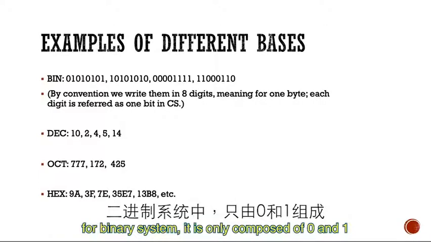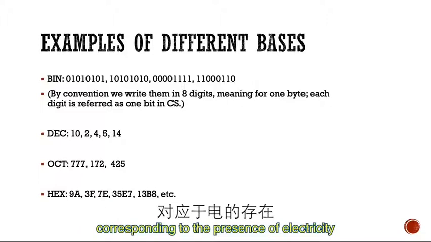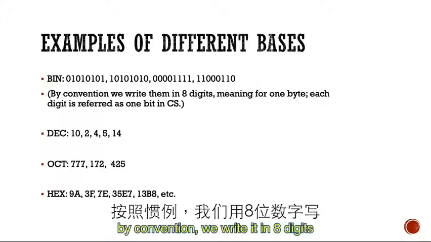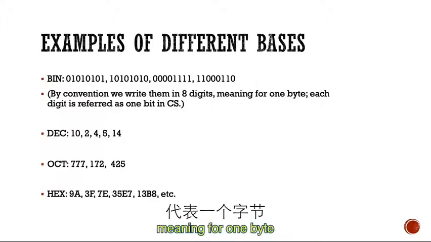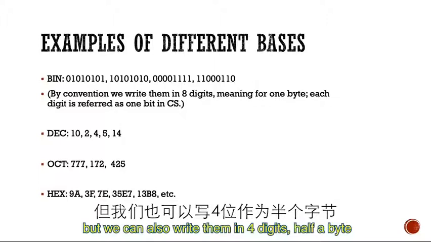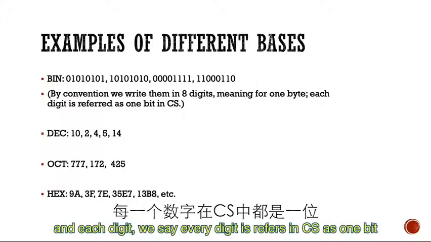The binary system is only composed of 0 and 1, corresponding to the presence of electricity. By convention, we write them in 8 digits, meaning 1 byte, but we could also write them in 4 digits, half a byte. And every digit is referred to in computer science as 1 bit.